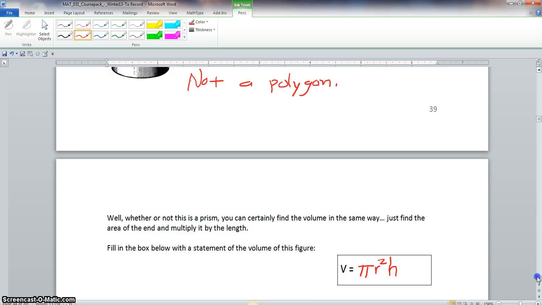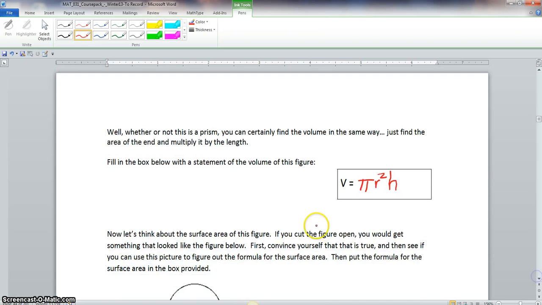Now it says, whether or not this is a prism, you can certainly find the volume in the same way. Just find the area of the end and multiply it by the length. Fill in the box below with the statement of the volume of this figure. The volume is pi times radius squared times height.